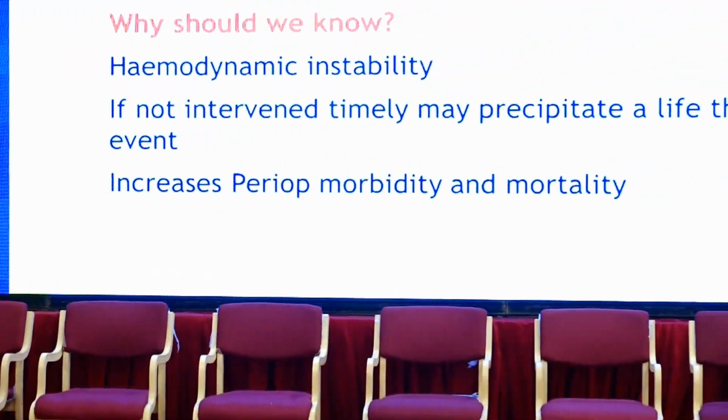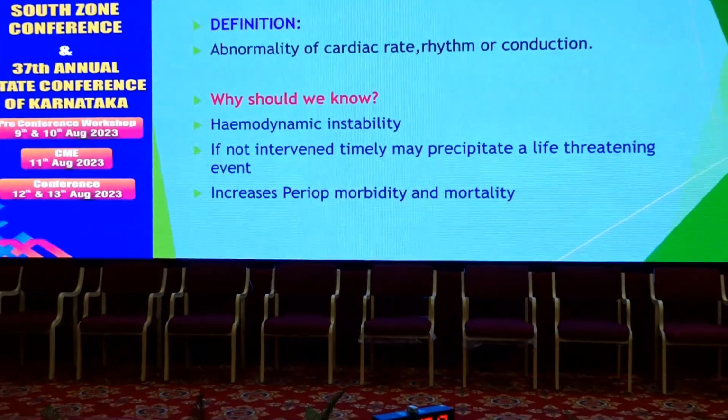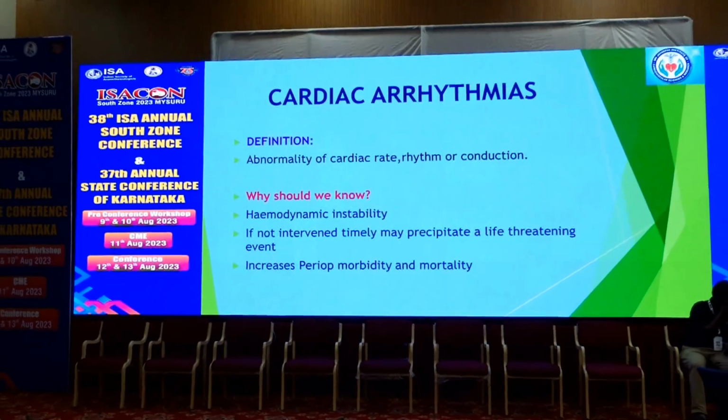So, perioperative cardiac arrhythmias is a vast topic. I'll try to cover it as much as possible. Firstly, cardiac arrhythmias are the most common perioperative abnormality. The incidence ranges from 16 to 60% among non-cardiac surgeries, while it is up to 90% during cardiac surgery. So coming to the definition of cardiac arrhythmias, it is any abnormality of the cardiac rate, rhythm or conduction.